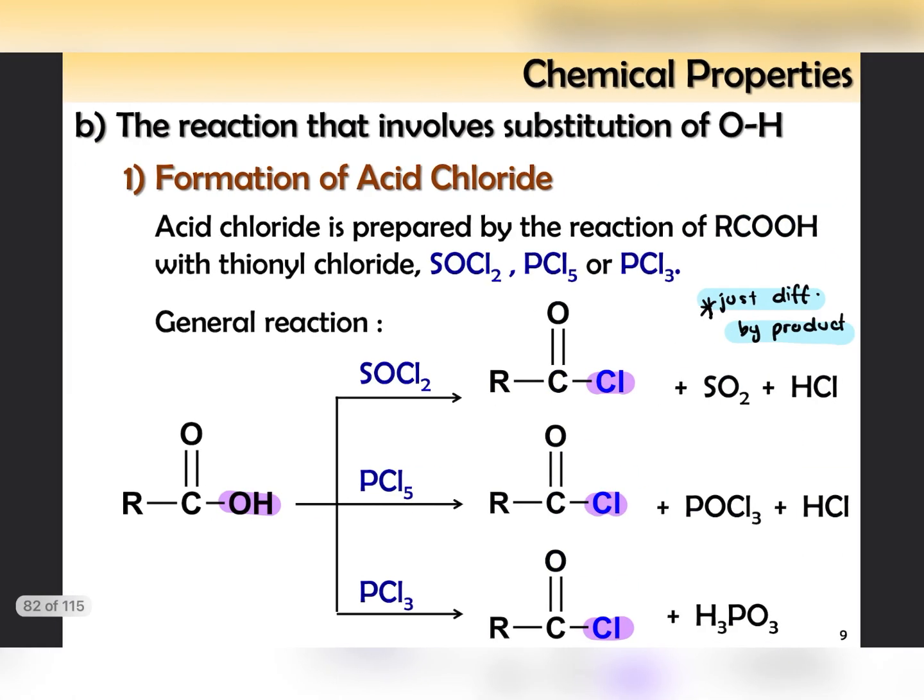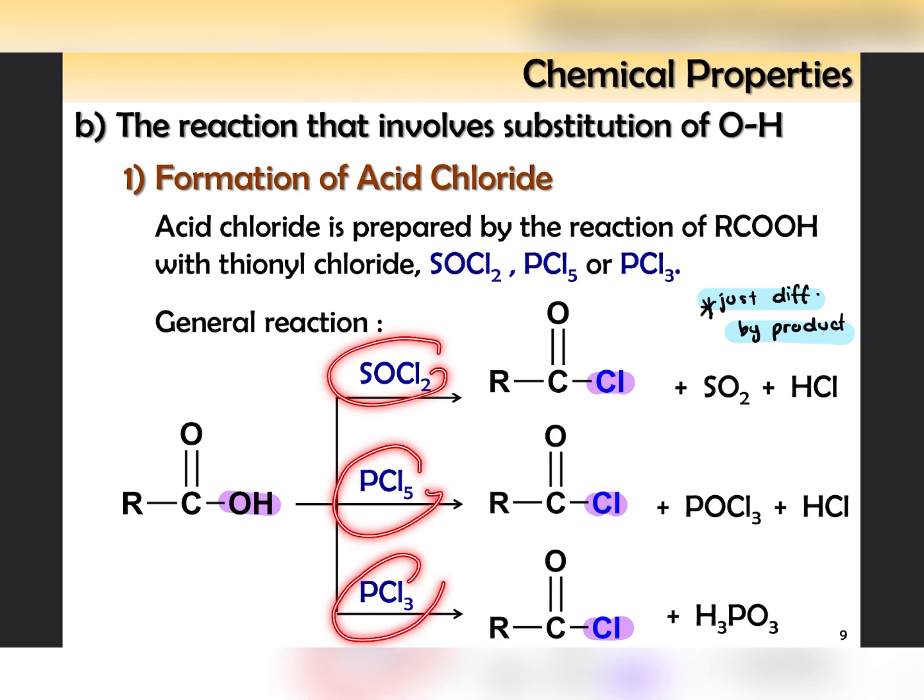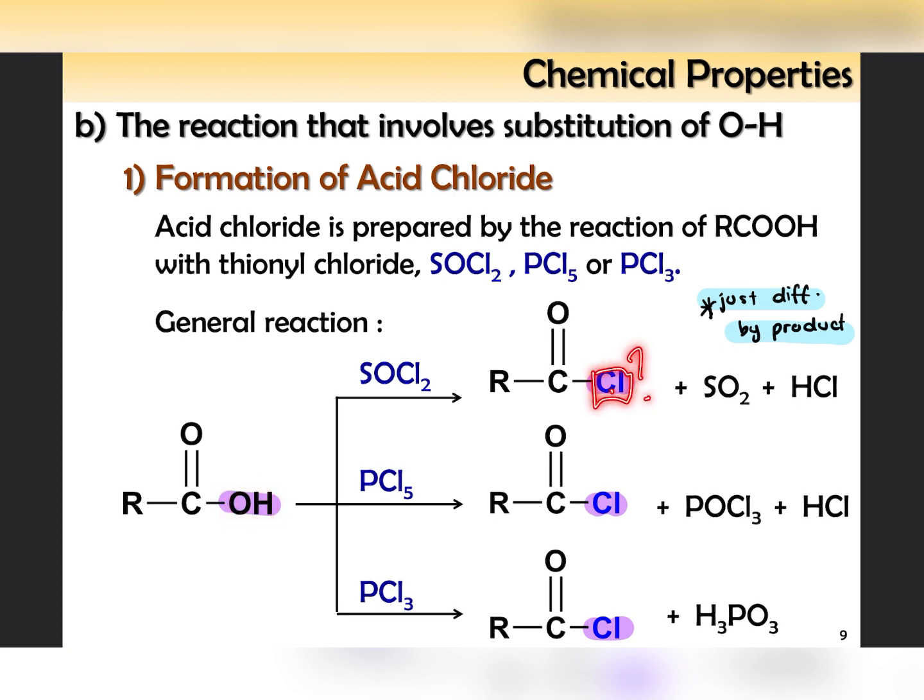Alright, so next let's have a look at formation of acid chloride. So untuk formation of acid chloride, dia punya reaction is between carboxylic acid dengan SOCl2, PCl5, PCl3. Okay, so apa yang akan jadi? This part OH akan digantikan dengan Cl. Cl ni dapat daripada mana? Dapat from your reagent SOCl2, PCl5 dengan PCl3.